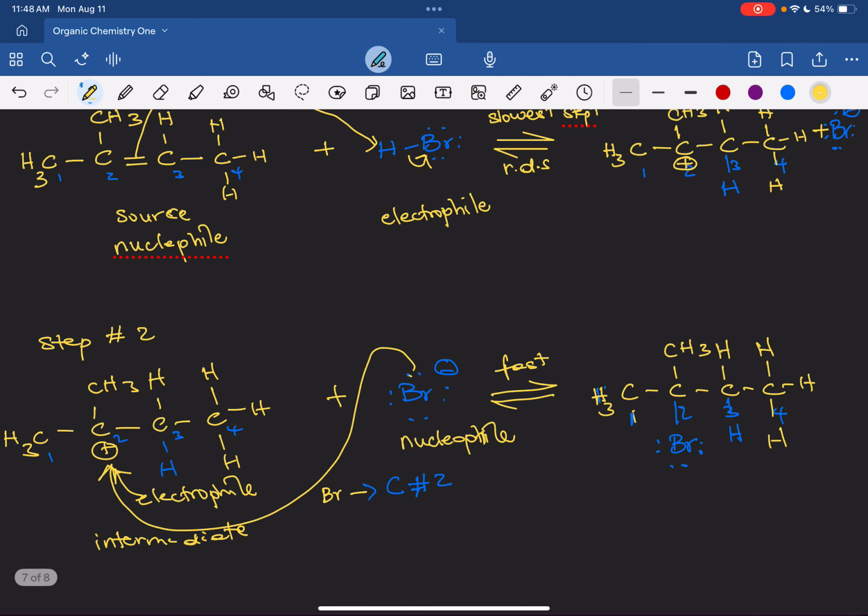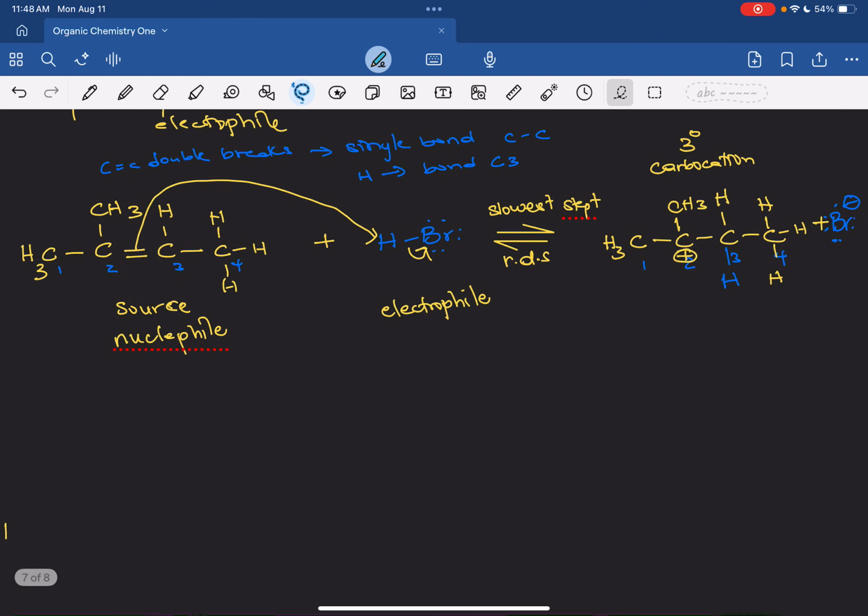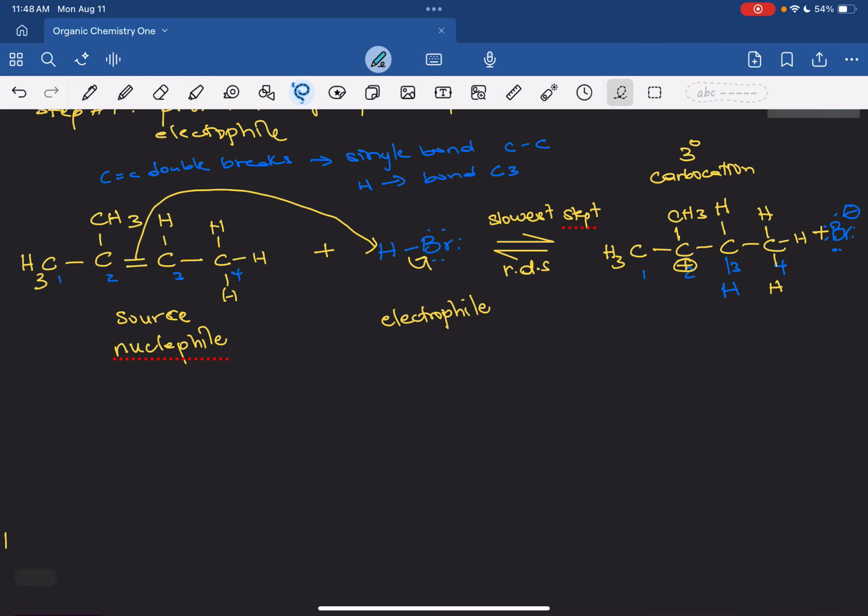Something to remember, and I'm going to move step two so we can talk about it, is that in terms of carbocation stability, your tertiary carbocation is more stable than your secondary, more stable than your primary. I need you to remember that. Now, based on what we have here, we followed Markovnikov's rule. Markovnikov's rule states that your hydrogen will add to the carbon between the double bond, that's carbon 2 and 3, with the most hydrogens.